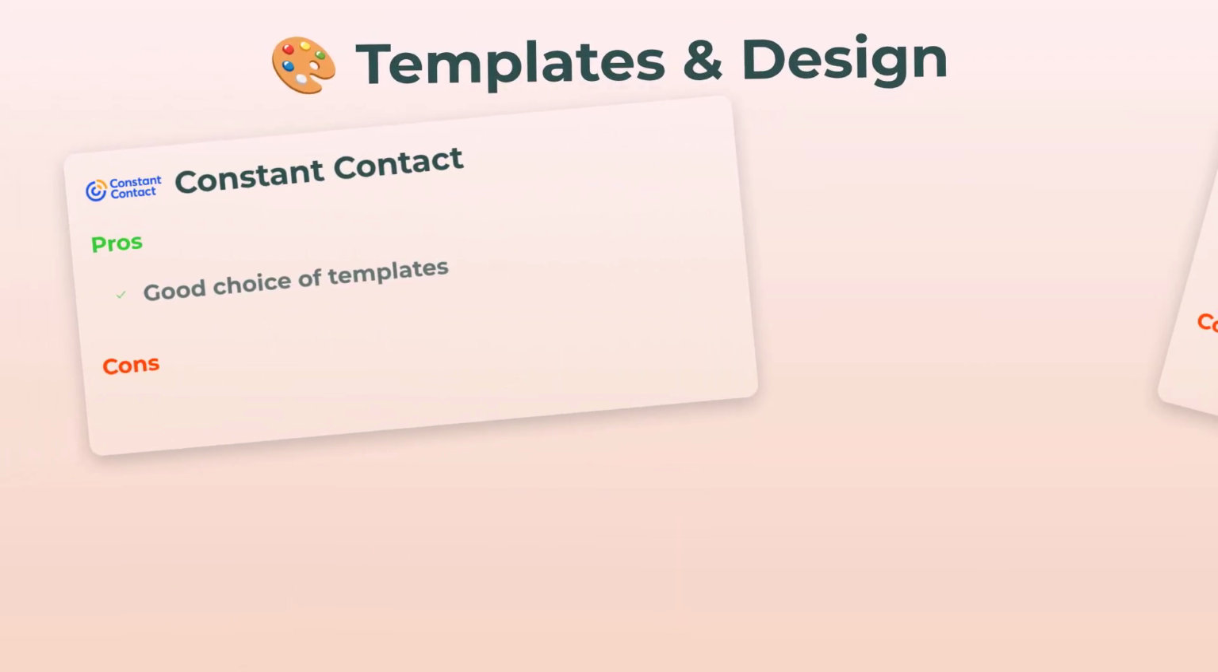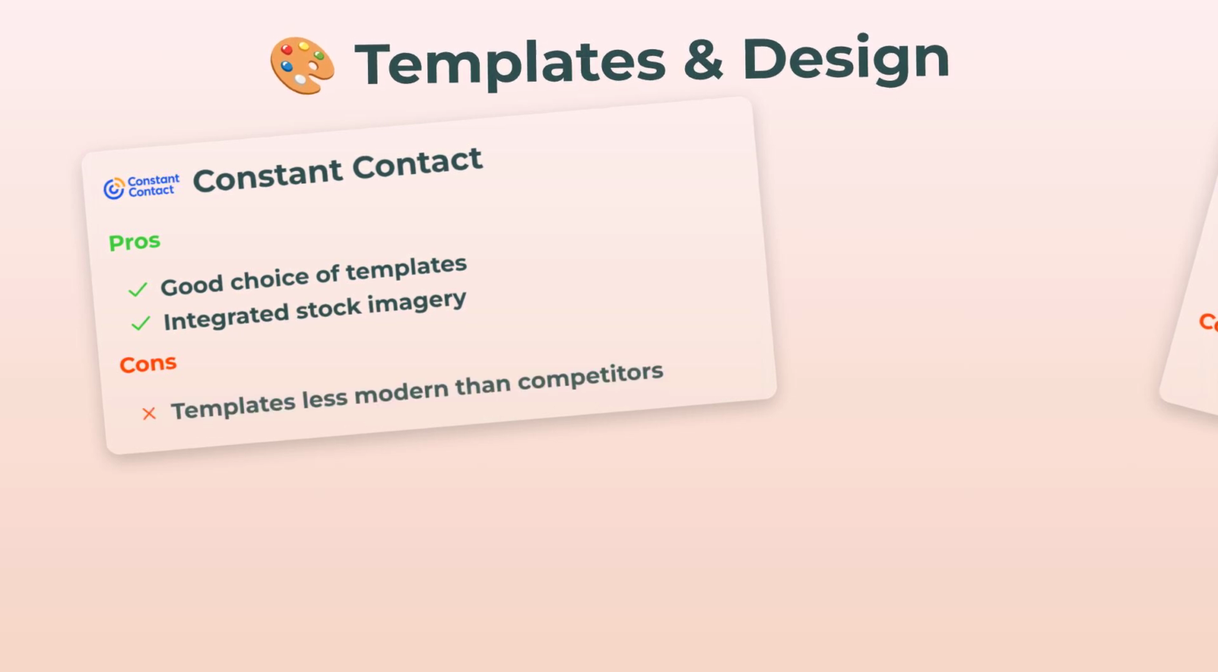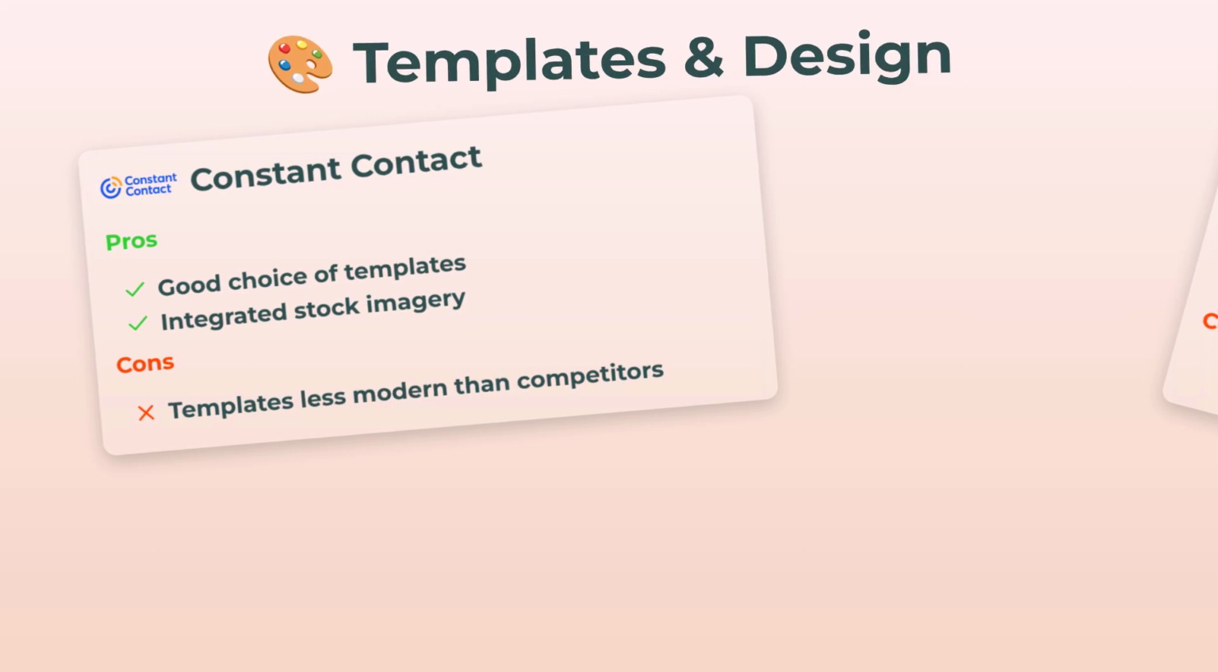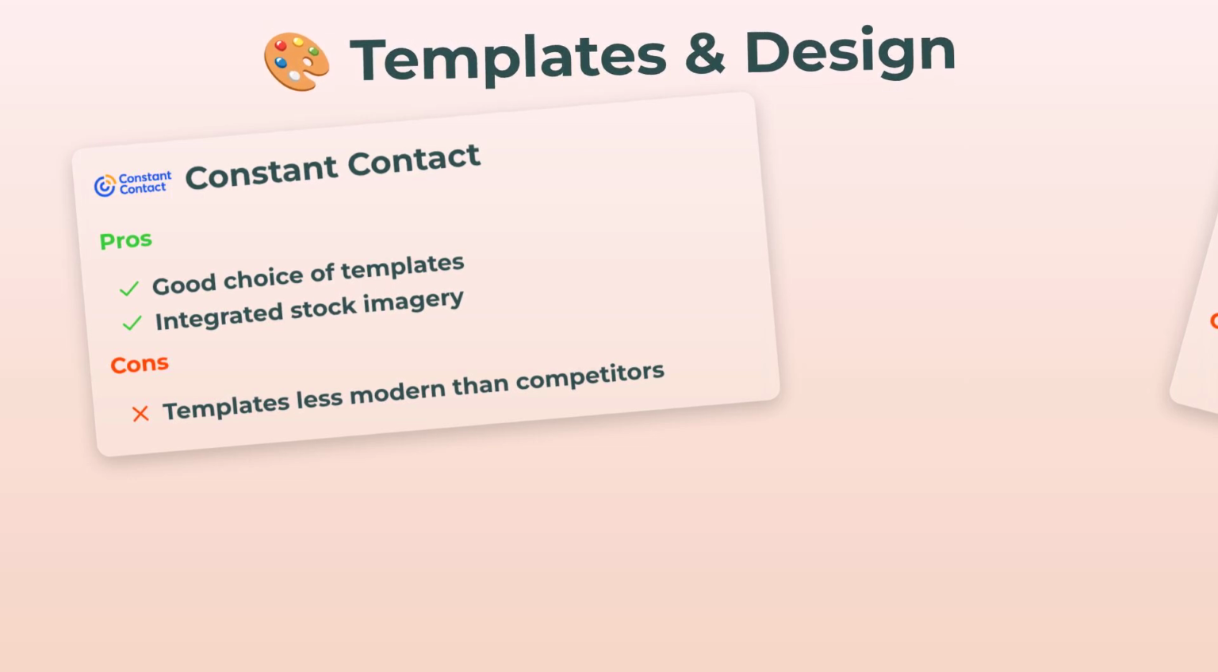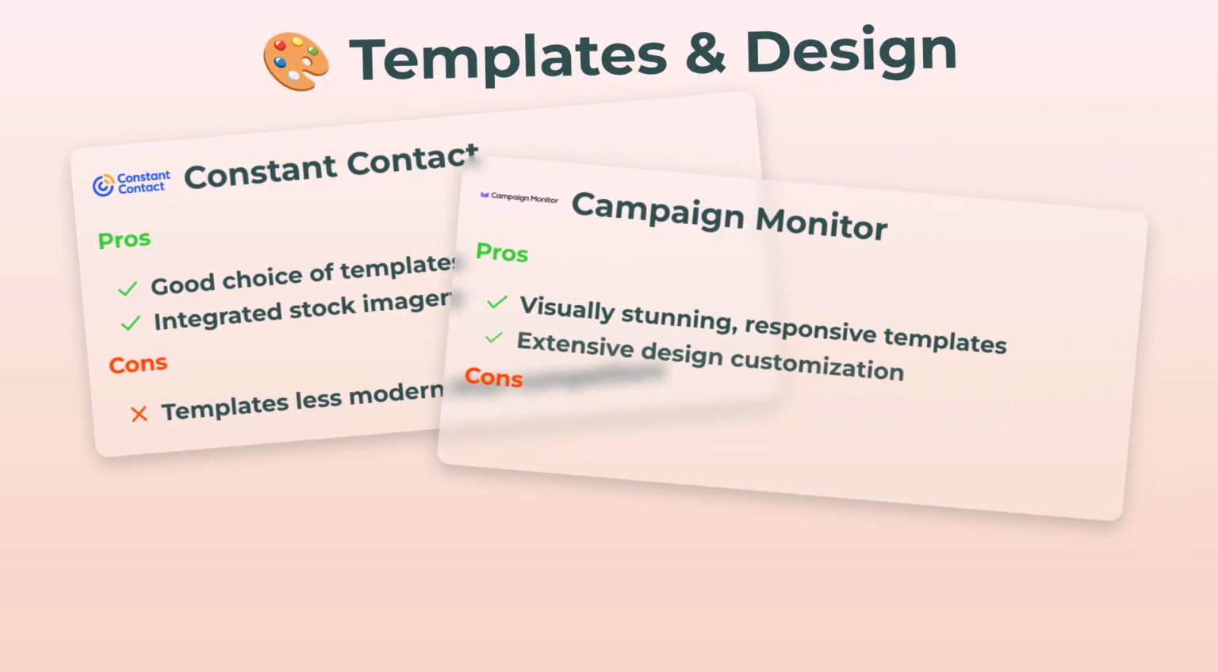Now, let's talk templates and design, which honestly can make or break your emails. So, Constant Contact, their template selection, pretty decent. And hey, you even get integrated stock images. But if you've seen what's out there lately, you might notice their designs aren't as fresh or modern as you'd hope. Now, Campaign Monitor? Their templates are stunning.